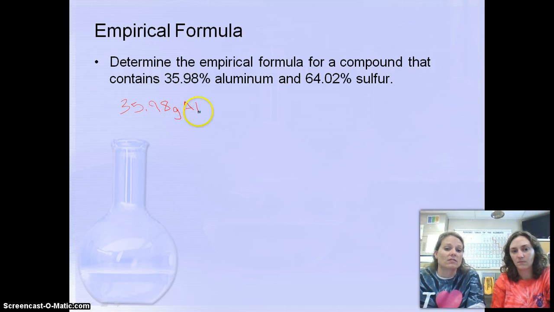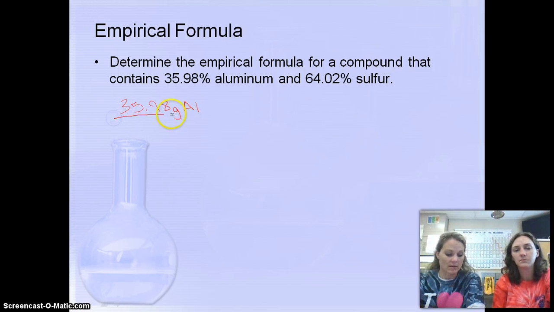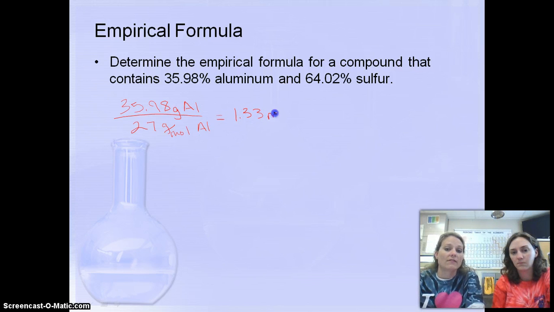And that's Al. And we need to convert that aluminum into moles. So we would divide that by the molar mass of aluminum. If we look on the periodic table, we're going to get 27, so 27 gram per mole. And the answer of how many moles is 1.33. Then we have to stop here and move to the sulfur one and get that to moles before we can go to our next step.